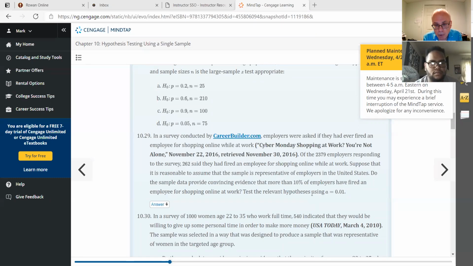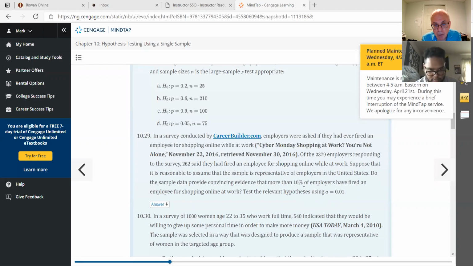All right, let's look at the question. It says, do the sample data provide convincing evidence that more than 10% of employers have fired an employee for shopping online at work? Well, that's a claim, isn't it? That's the claim right there.